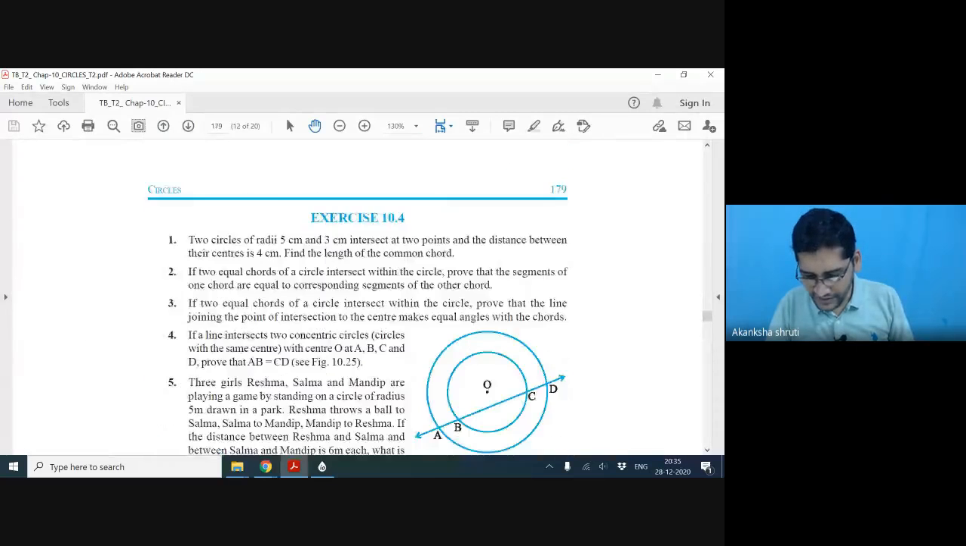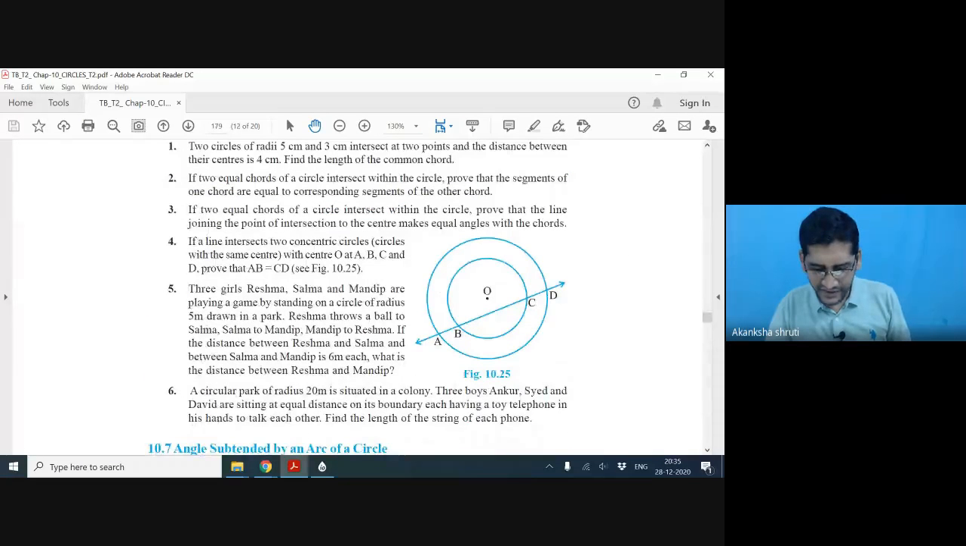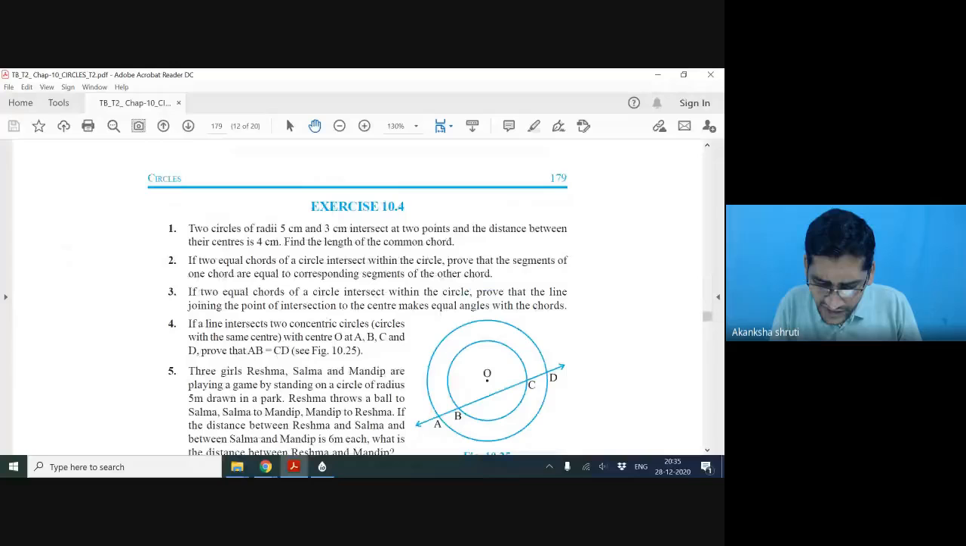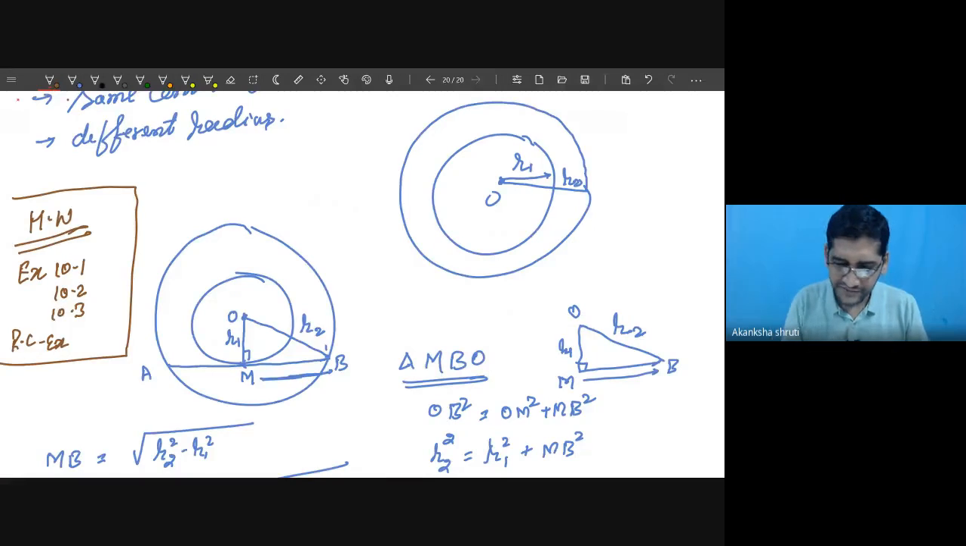Students, excluding the cyclic quadrilateral, see, in this case, it is given that two circles of radius 5 cm and 3 cm intersect at 2 points. Distance between their centers is 4 cm. Find the length of the common chord. Okay, so you will draw the two circles. They will just intersect. Means it is like this one.